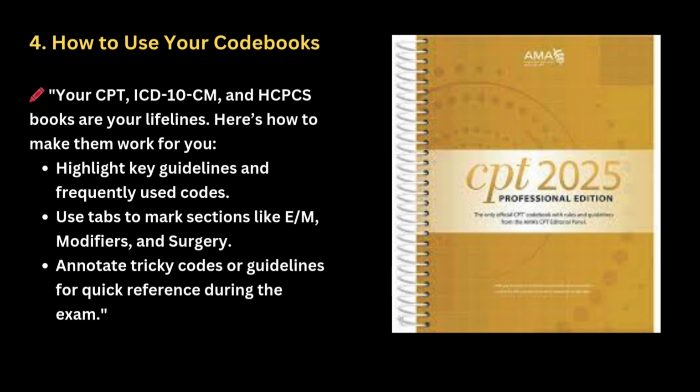Okay. Next is how to use your code books. Your ICD, CPT and HCPCS books are your lifelines. Here's how you can make them work for you. Highlight the guidelines and frequently used codes. Use tabs to mark sections like E&M, modifiers and surgery. Annotate tricky codes or guidelines for quick reference during the exam.